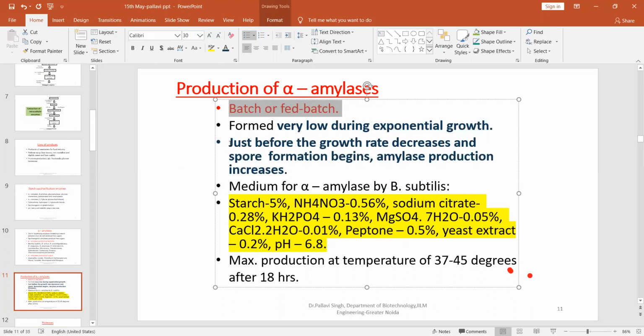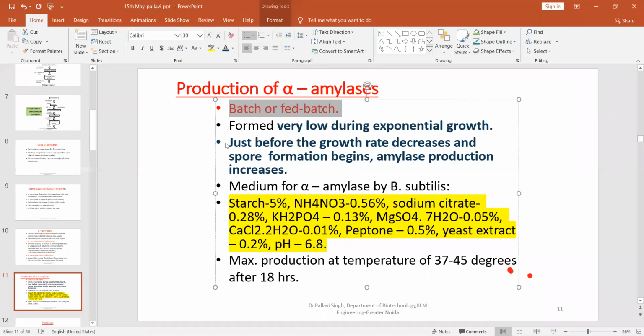So now when you know that, yes, it can be made in batch mode, which is a closed culture, or fed batch mode, and you know it's an extracellular enzyme having the potential to break down starch by working on the 1,4-glycosidic bonds, you should be able to tell me in what phase of the growth curve this enzyme gets secreted.